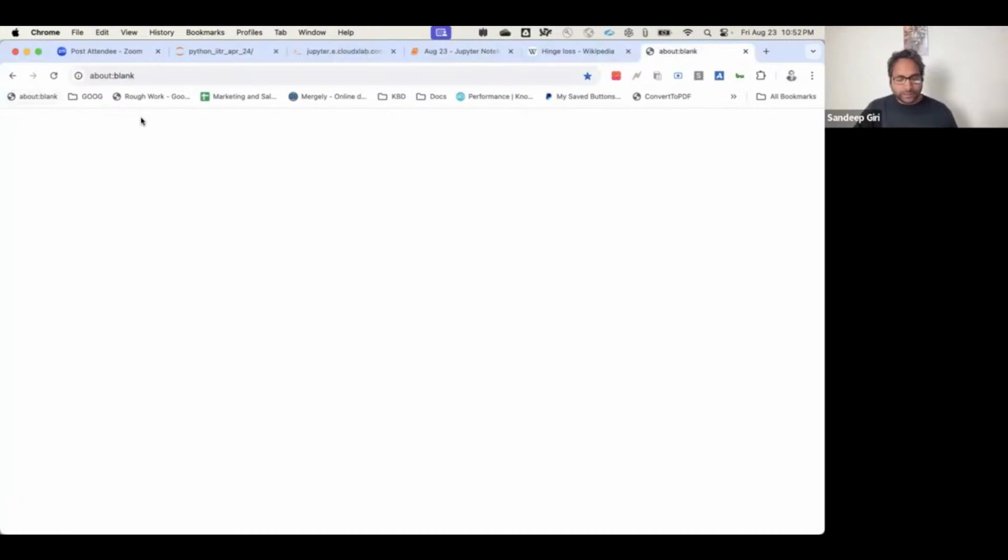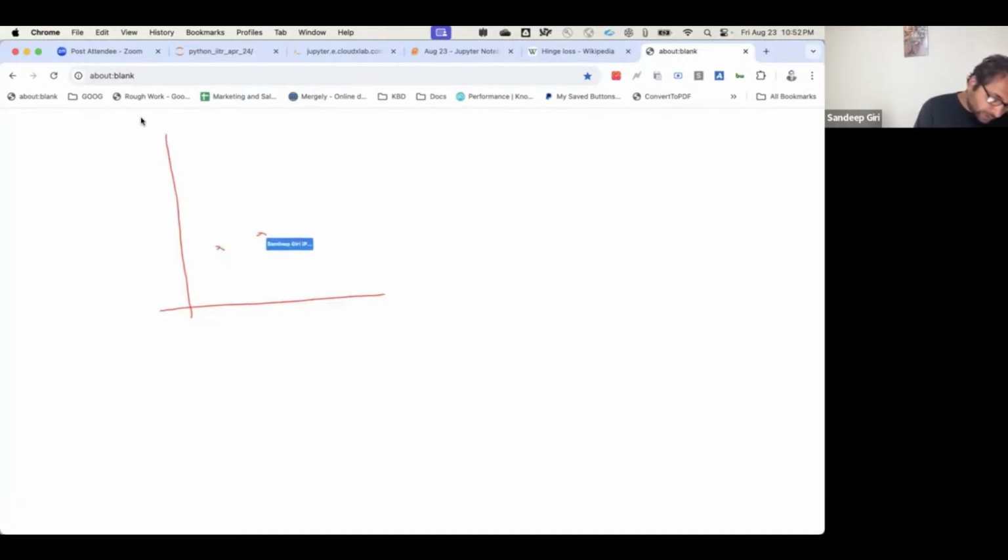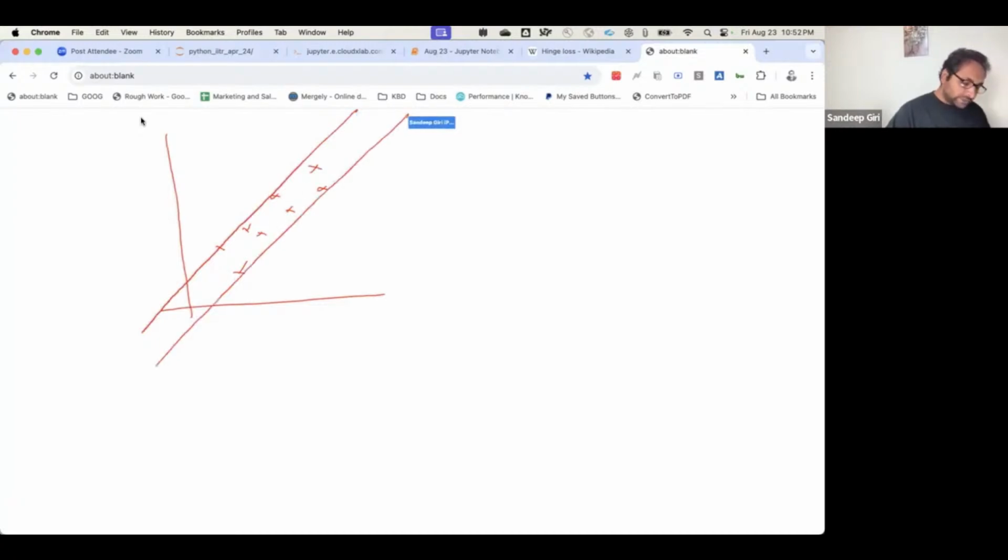Let me try drawing it if I can. Okay, so I'm talking about another loss function. We call that hinge loss. So we have, let's say, some data points, and somebody came up with a better idea that instead of trying to fit a line, we will fit two lines to it, such that maximum points are within these two lines.